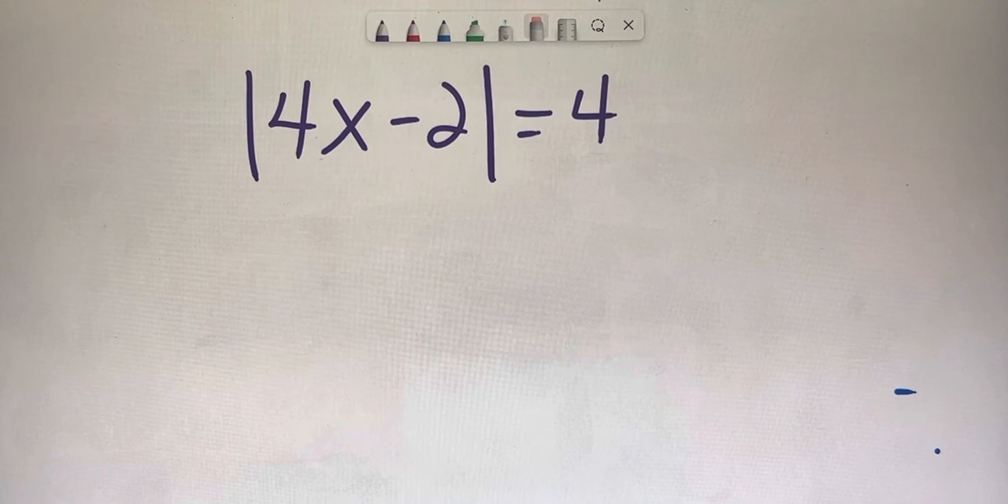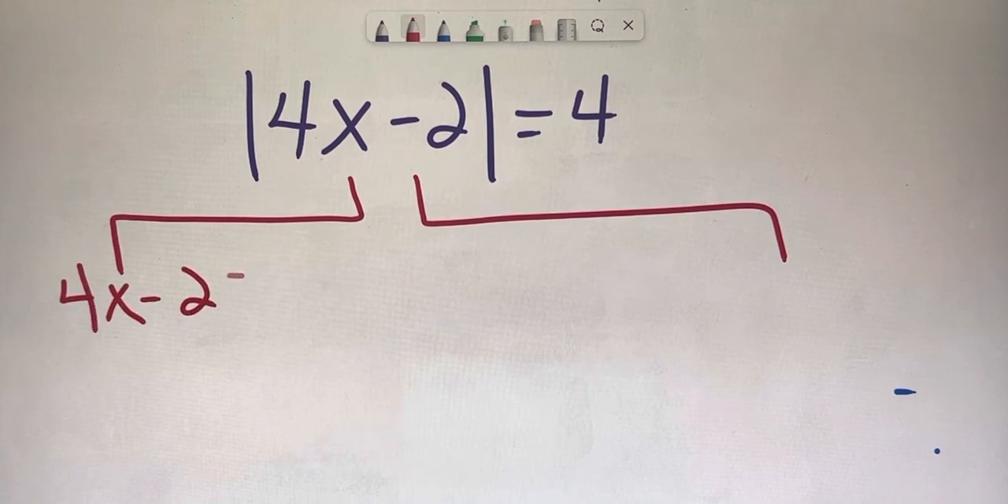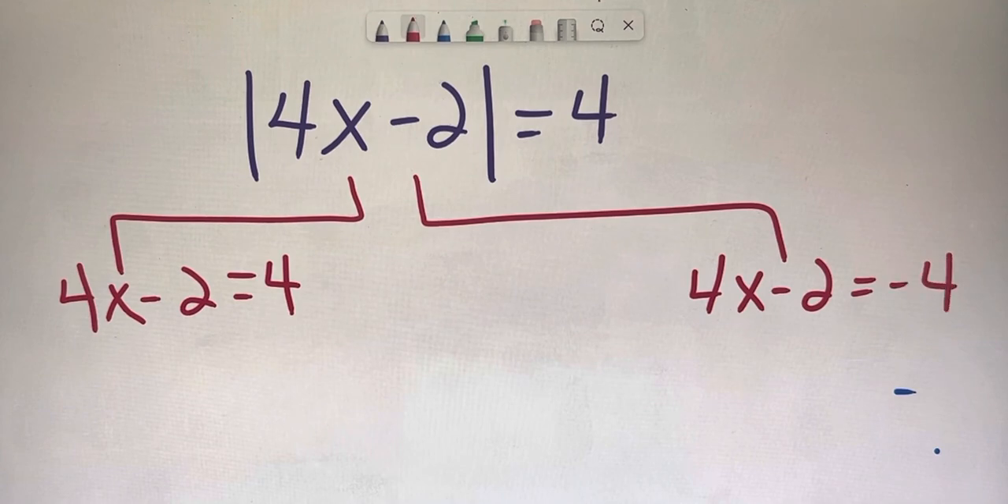So anytime we do this, we have to set up 2 separate equations. The first one will look exactly like what's there if you just take away the absolute value sign. So 4x minus 2 equals 4. And on the other side, we have 4x minus 2 equal to -4, because if you think about it, the absolute value of -4 could also be equal to 4.